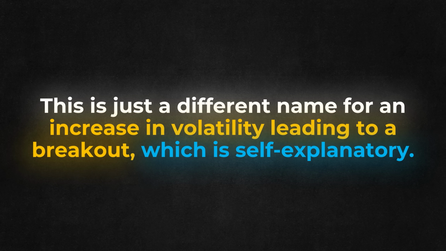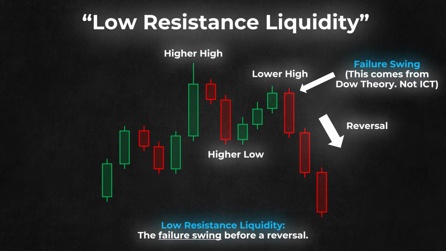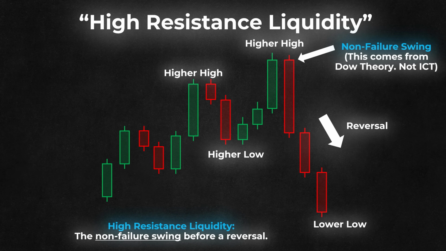We move on now to what ICT traders call low and high resistance liquidity. These are concepts that once again capitalize on very old ideas of technical analysis, this time from Charles Dow, which described these patterns in the late 19th century. What ICT traders call low resistance liquidity is what Dow called failure swing. In other words, a higher high, higher low, lower high, lower low in the case of an uptrend. High resistance liquidity is the idea of non-failure swing in the Dow theory, which is a higher high followed by a lower low in the case of an uptrend transitioning to a downtrend.